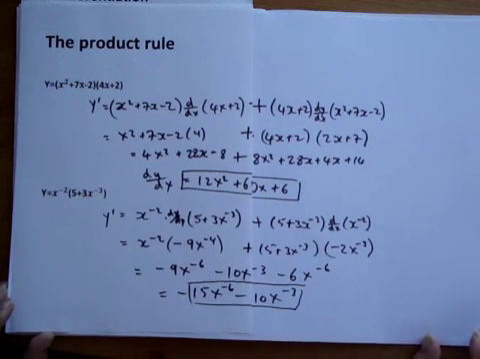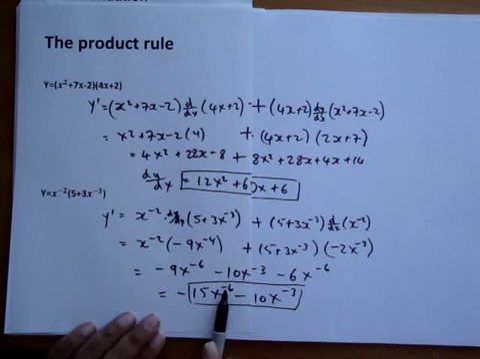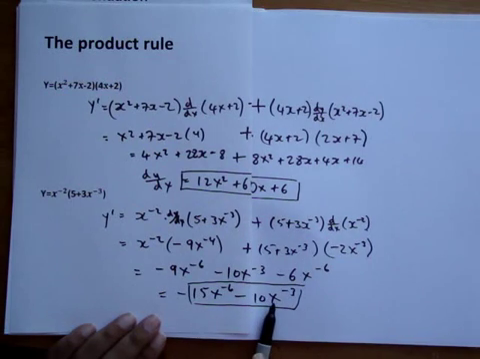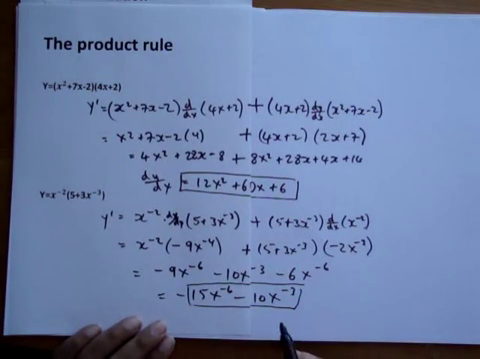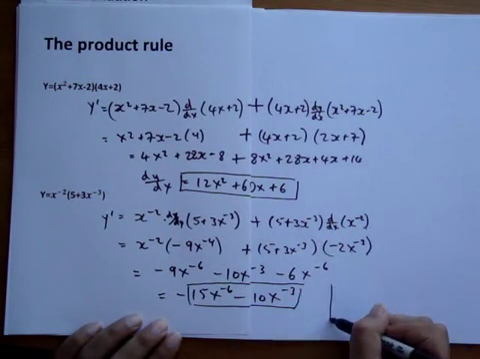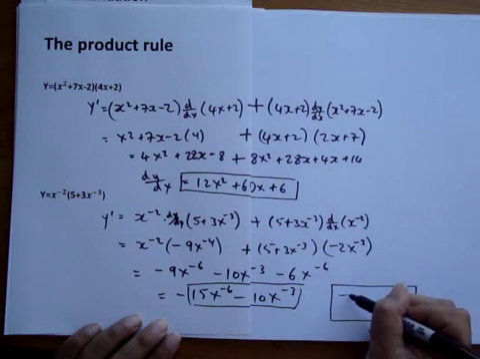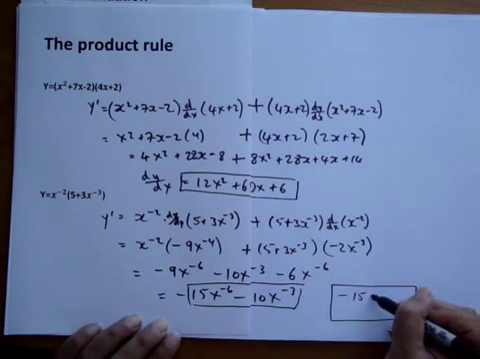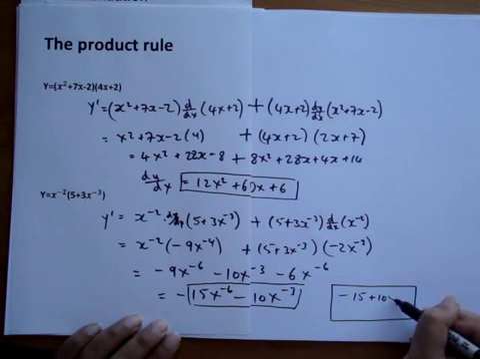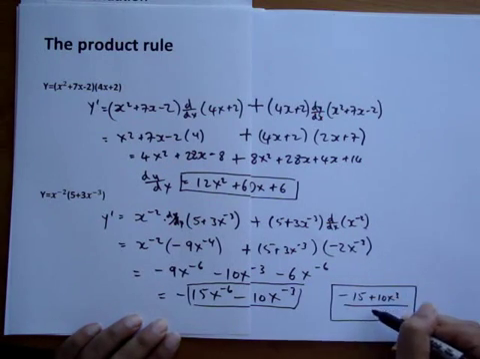If you want to tidy that up, we can bring the minus 6 down, so that becomes minus 15 over x to the 6 minus 10 over x to the 3. Then we get a common denominator, and then when we do the subtraction with a common denominator of x to the 6th, we get minus 15 plus 10x cubed all over x to the 6th.